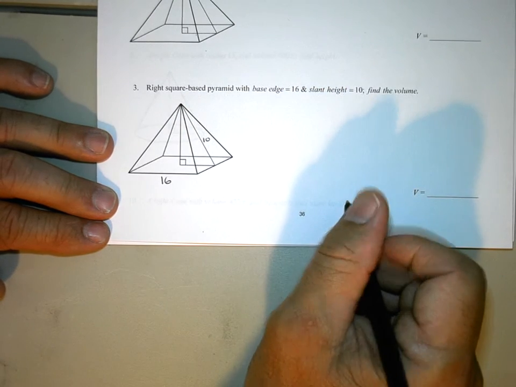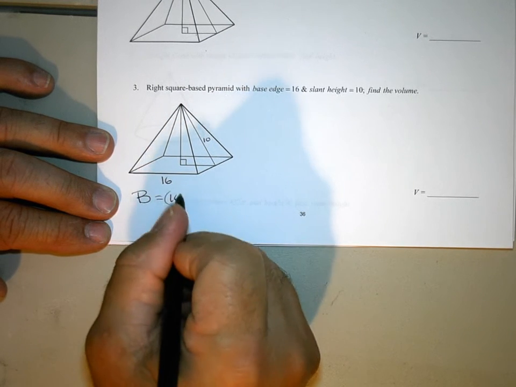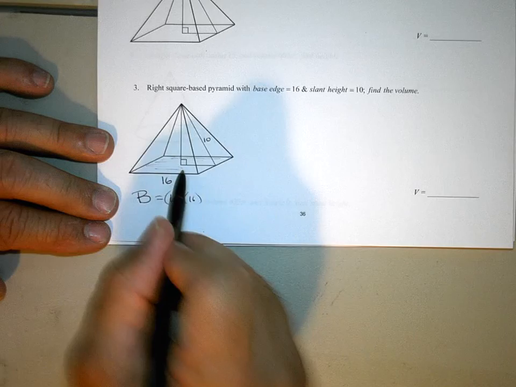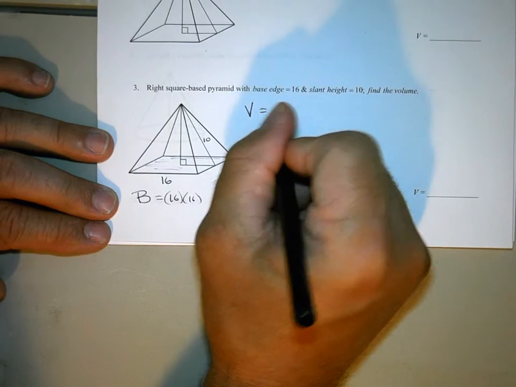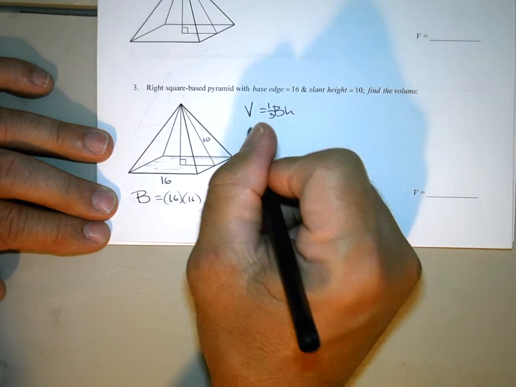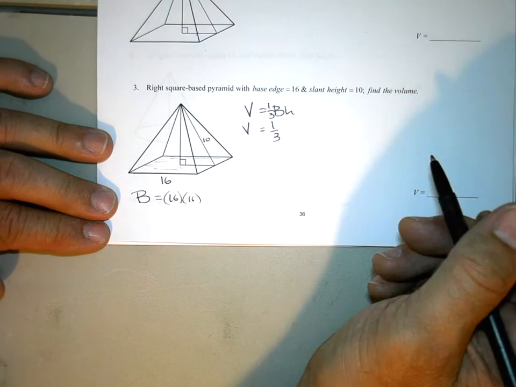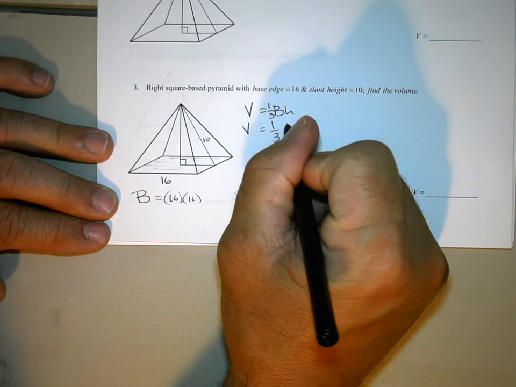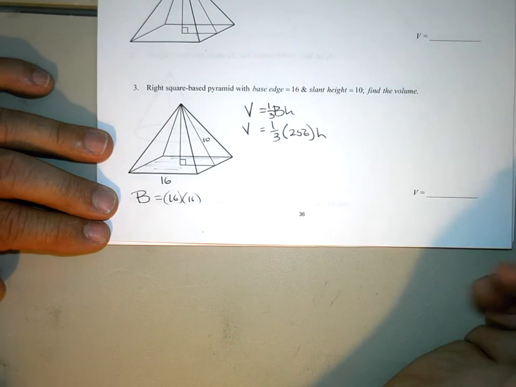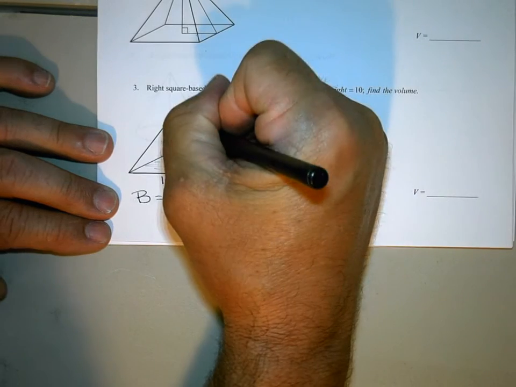Find the volume. Okay, so the base area we know, let's do that. Base area equals 16 times 16, right? That'll give us the base area. So remember, volume equals 1/3 base area times the height. So volume equals 1/3, and 16 times 16 is 256. All we need is the height now. Problem is, we don't have the height. It's right here. But can we find it using this triangle that we used last time?